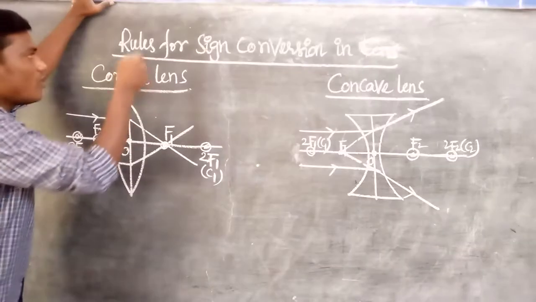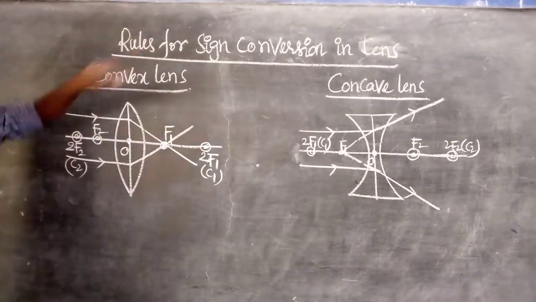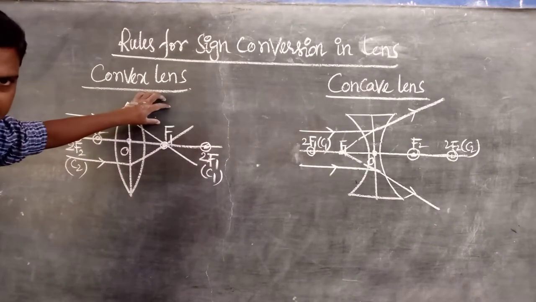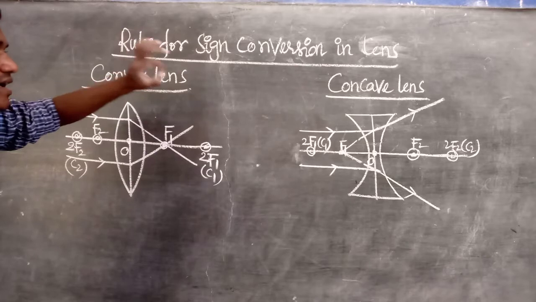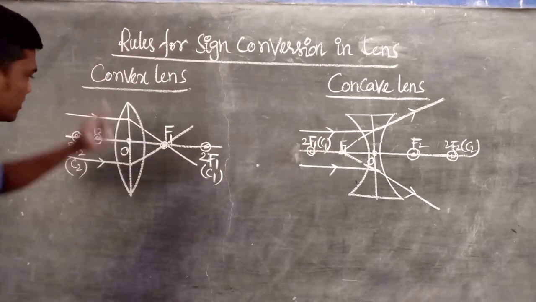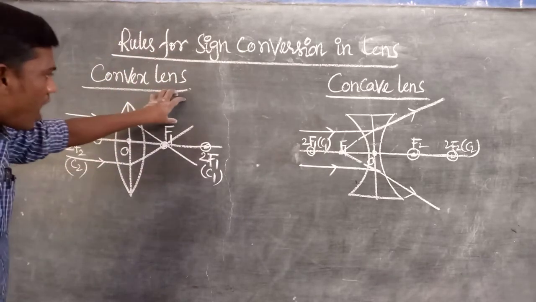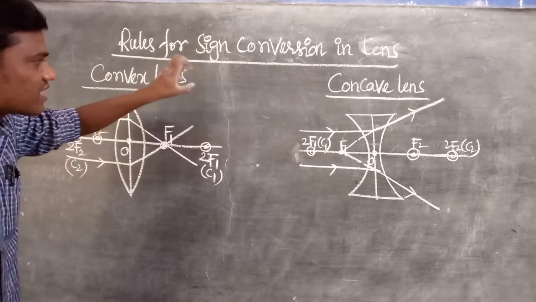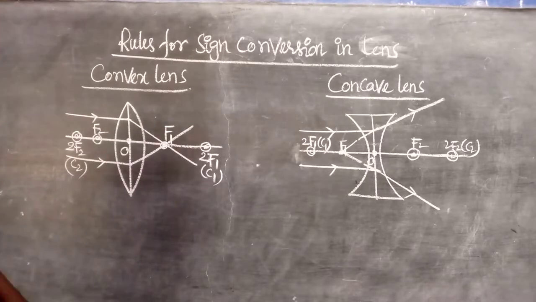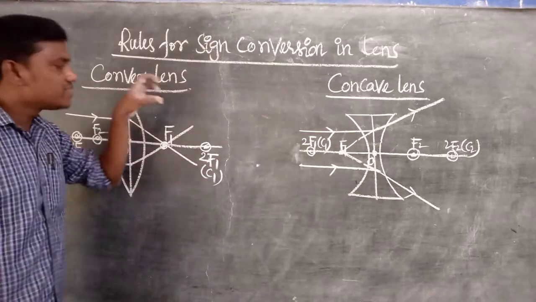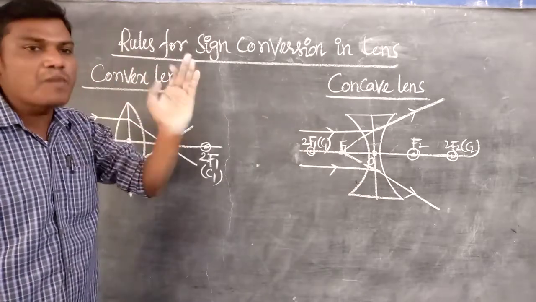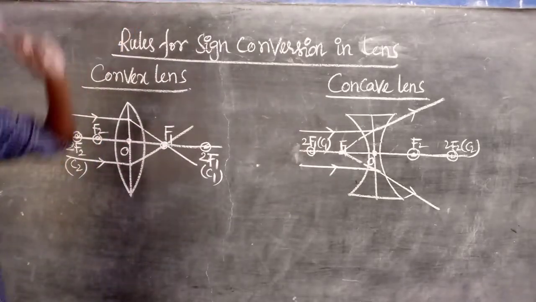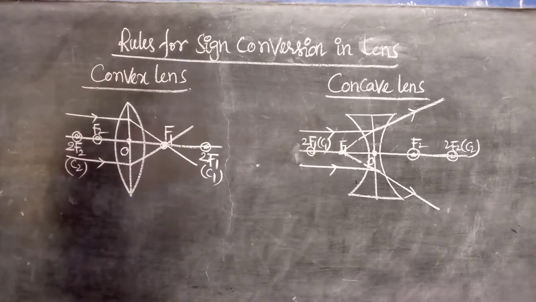But here, let us remember the rules for sign convention. What is the first point? The pole of the curved surface. Pole here is nothing but the optic center. So the optic center, or pole of the curved or spherical surface, is considered the origin. That is the first point. Second, all distances must be measured from the pole or optic center only. Pole is used in the case of mirrors, optic center in the case of lenses. Next, the third point.